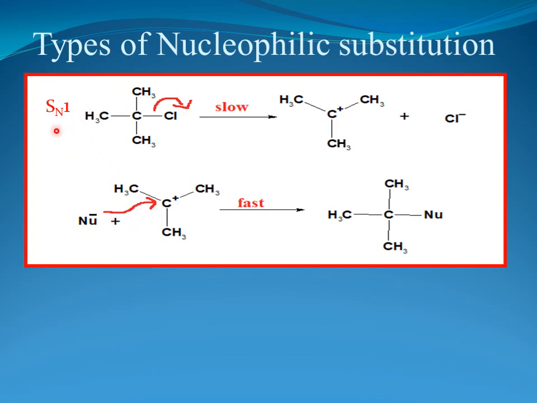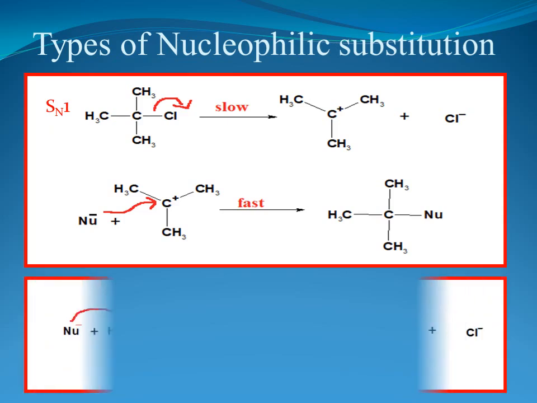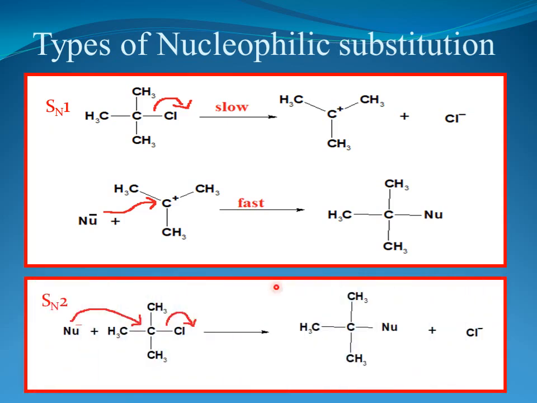But students, if both of these two events, bond formation and bond breakage, occur simultaneously, then such reactions are called nucleophilic substitution bimolecular, or SN2 reactions. Students, we are going to discuss SN1 and SN2 nucleophilic substitution reactions in detail, along with their mechanisms.